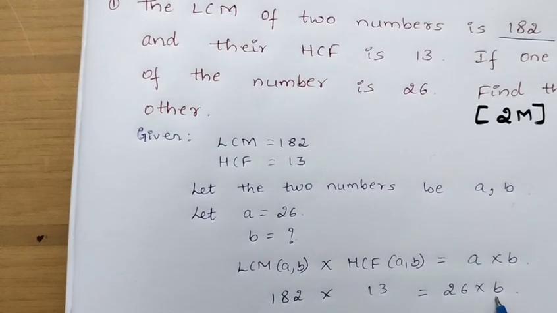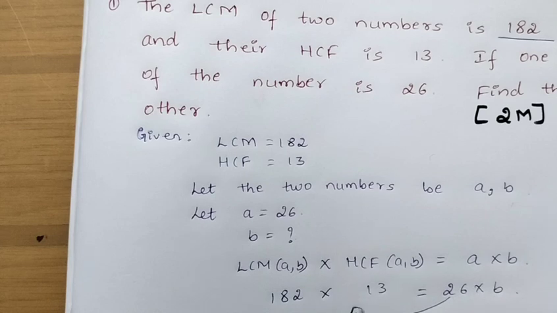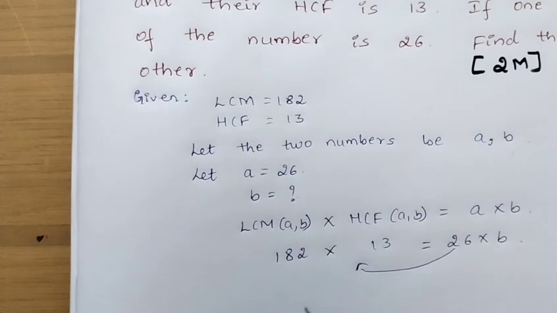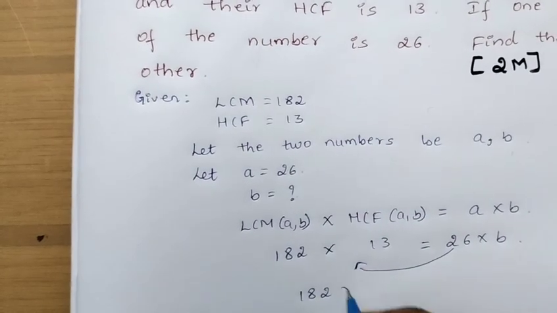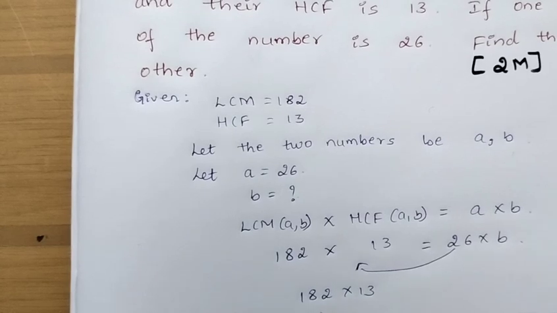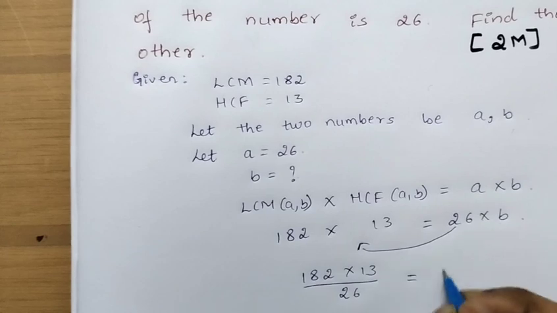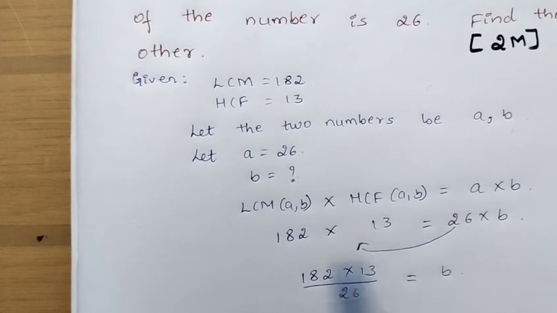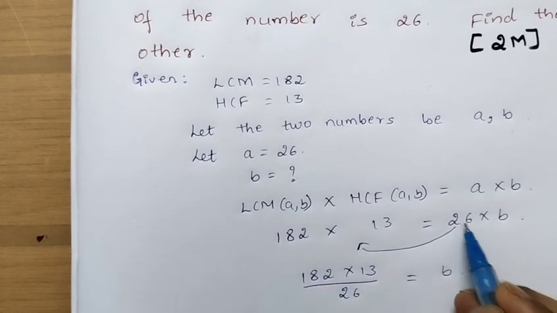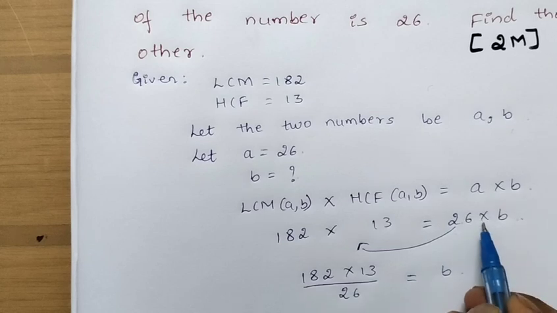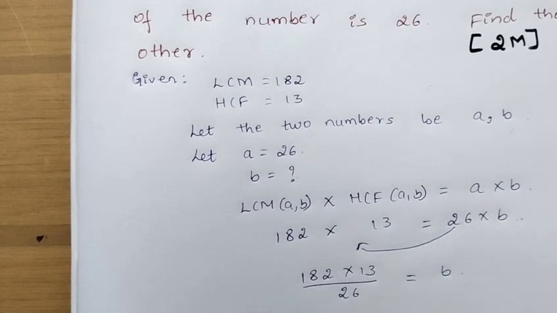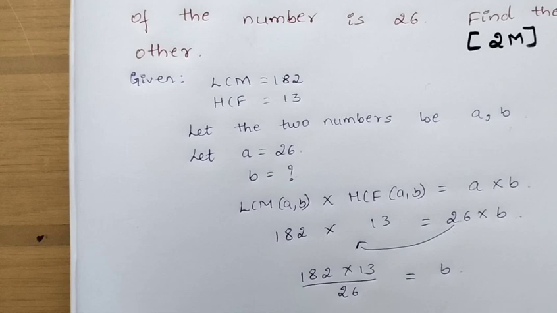As we are in need of finding the value of B, we will transpose this 26 to left hand side. So it becomes 182 into 13 divided by 26 is equal to B. I have just transposed 26 to the left hand side. As we have 26 into B, when I transpose it becomes division, divided by 26. So simple calculation, don't make it complicated, don't multiply these two, just simplify it in an easy manner.